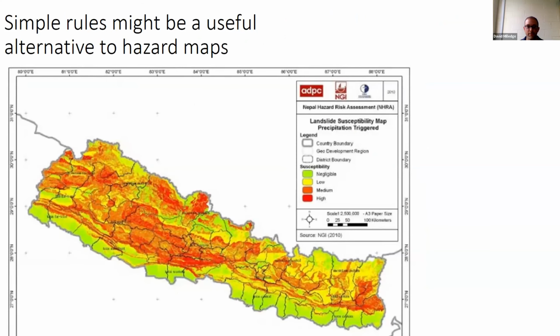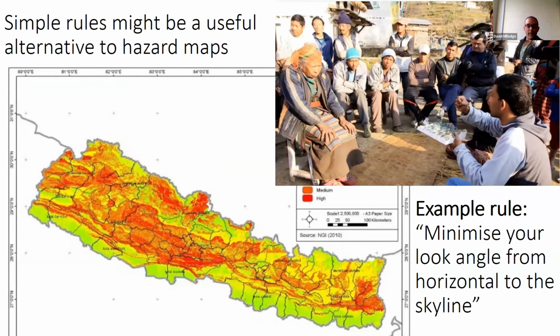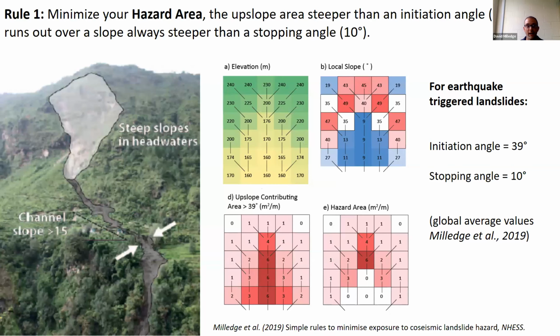So then hazard maps, these are currently the primary format for communicating landslide hazard. But when we've talked to people on the ground, we tend to find that the maps are difficult to access and difficult to interpret. And so as an alternative to that, we've been trying to come up with simple rules.